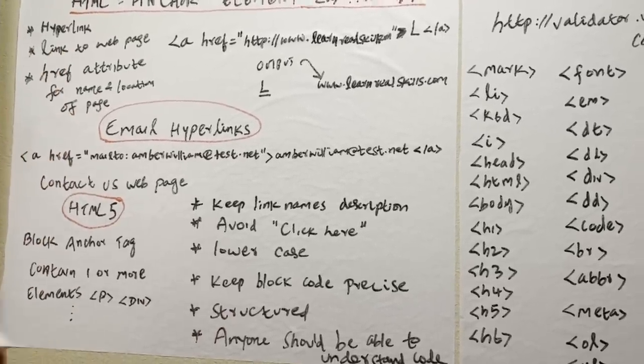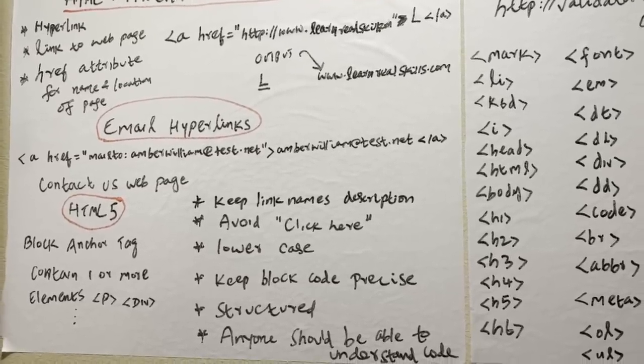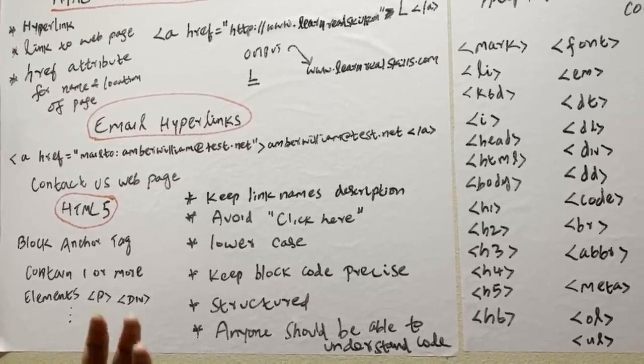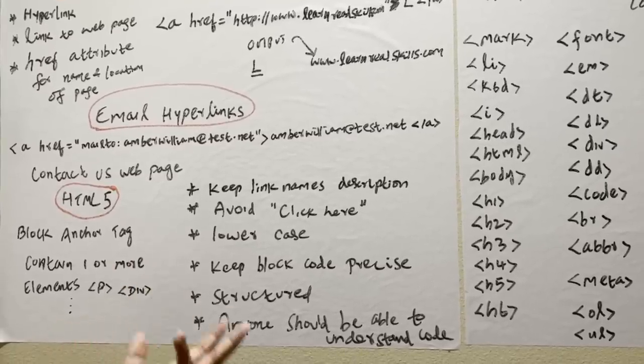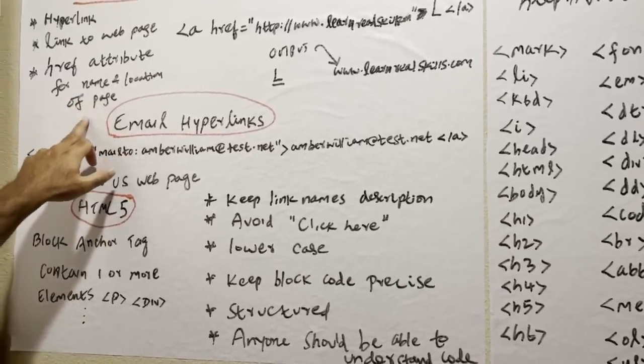How it's done, we are using the href attribute. Remember we talked about attributes and values used in the elements, which are basically statements of the HTML code. So we have href for the name and location of the page.